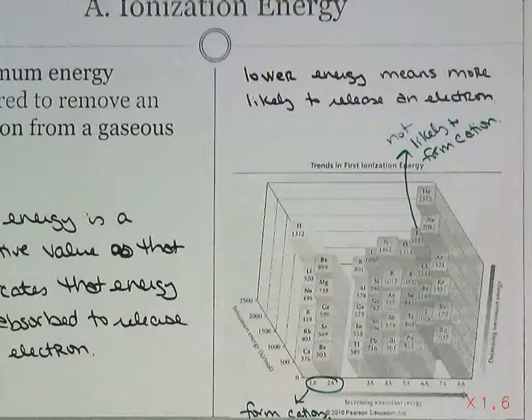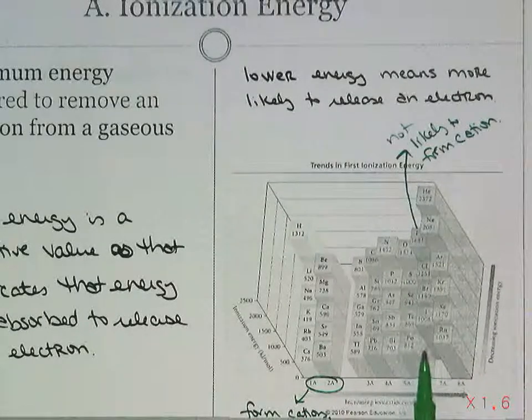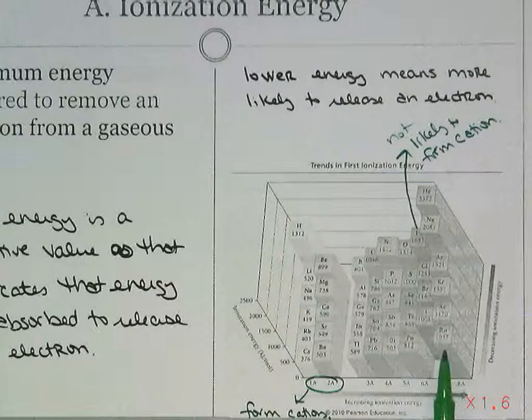What's this column called over here? Column, very last, 8A. Noble gases. Why is their energy so much higher than everybody else? They're complete, right? They don't want to lose an electron. They just got all the ones they needed. So their energy is even higher than a halogen. A halogen is more likely to become a +1 than a noble gas.